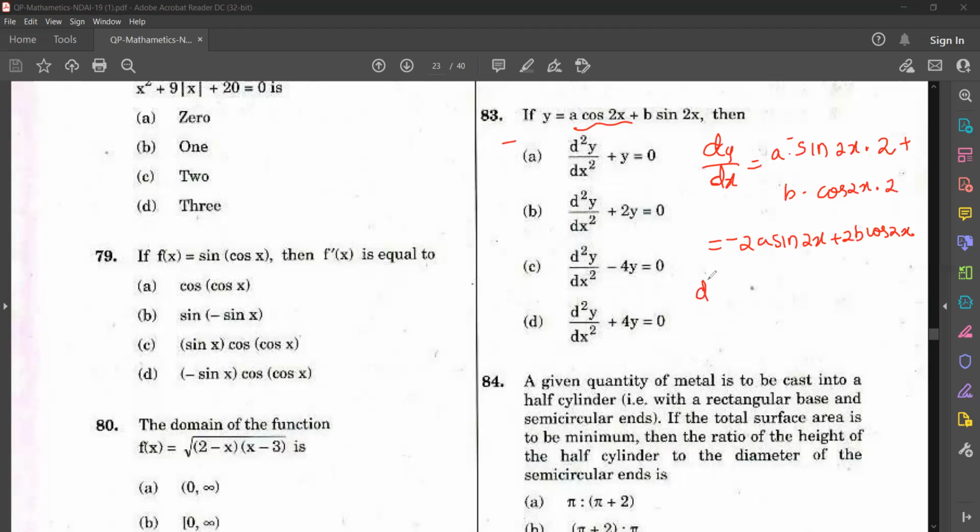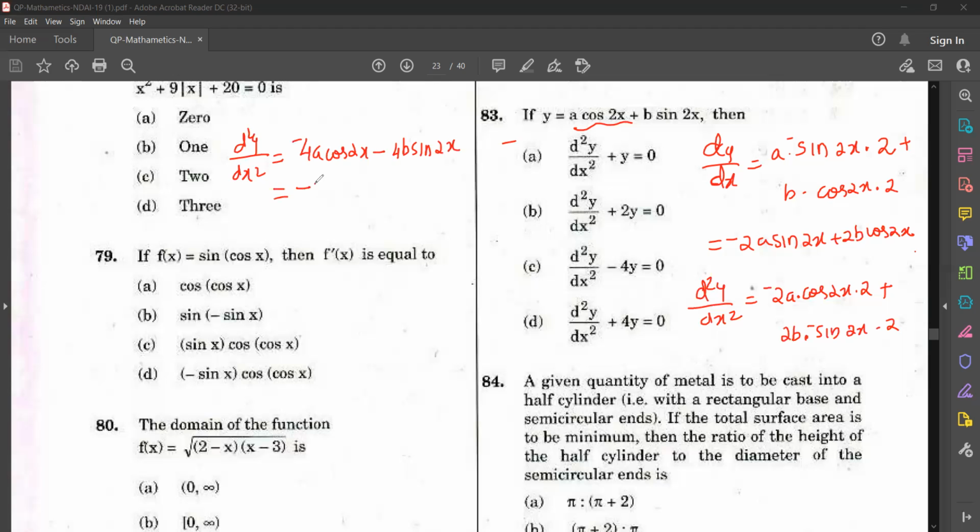Now take the derivative again, d square y by dx square, that is minus 2a is constant. Then sin 2x derivative is cos 2x into 2, plus 2b constant. Derivative of cos x is minus sin 2x into 2. So what you will get? You will get d square y by dx square is equal to minus 4a cos 2x minus 4b sin 2x.